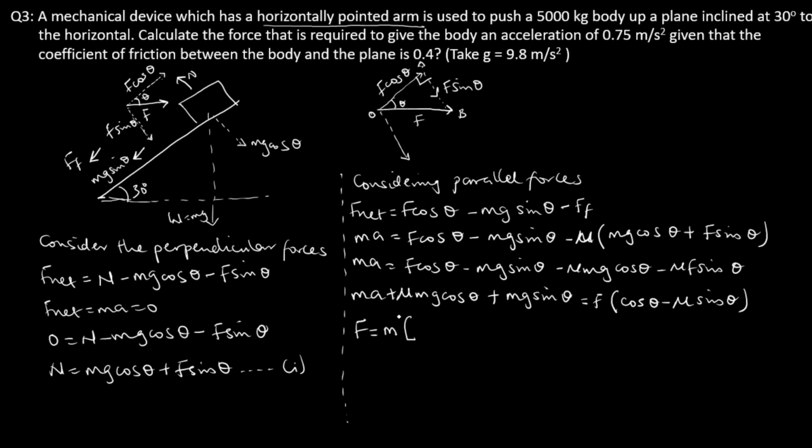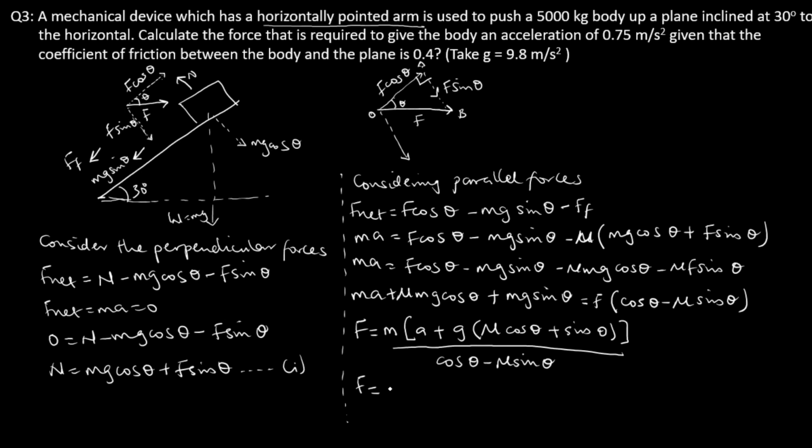I could write it out as m into, now because m is here, here and here, right? m into a plus, again our g is common, so we can bring out g. Then we'll have mu cos theta plus sine theta, and then divided by the coefficient of F here, which is cos theta minus mu sine theta. Alright, at this point we can fix in our values.